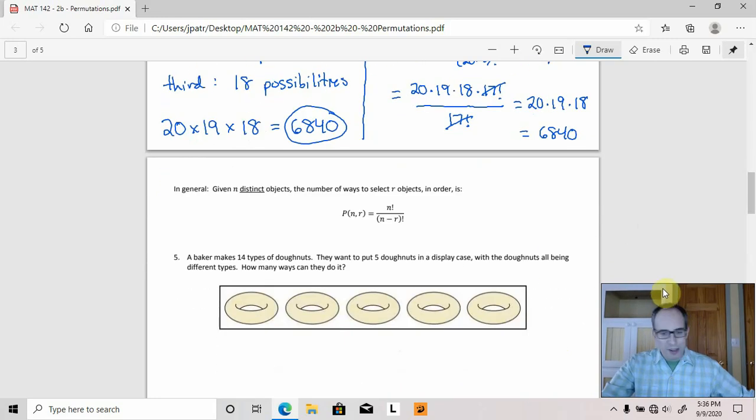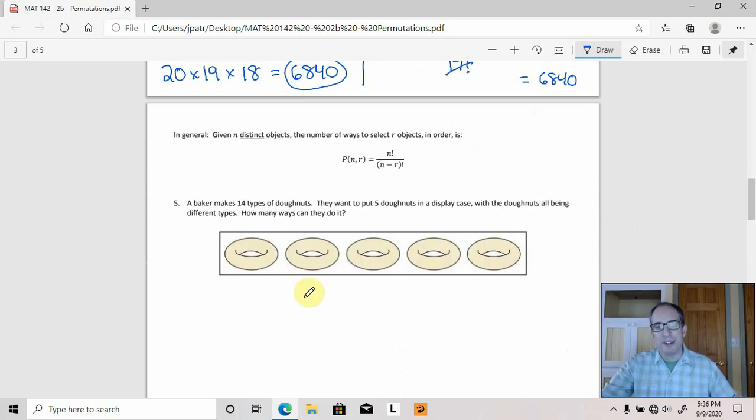All right, number 5 with the donuts. So I got some donuts in there. So I guess this one's really set up for not using the formula, because you can write it underneath the donuts, which is kind of the idea. But if a baker makes 14 types of donuts, they want to put 5 of them in a display case, but they want them all to be different kinds, right? Like, they don't want to just have like 5 basic glazed donuts, right? They want maybe one of those, but then like 4 other varieties that they got too.